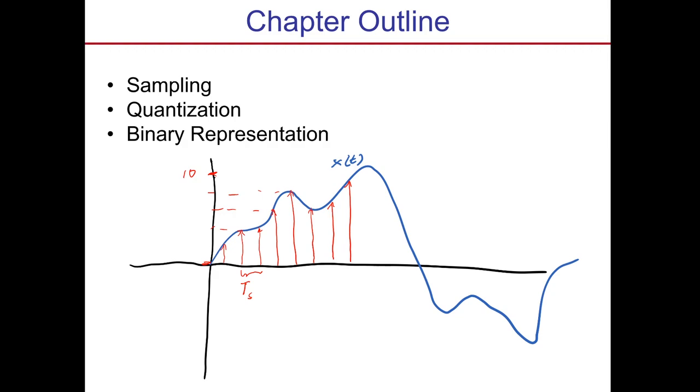The solution is quantization. That means I will just set specific values here. Maybe 1 volt, 2 volt, and so forth, 3, 4, up to 10. Any sample between these two levels will be quantized to a specific value. So it will be rounded up or rounded down. And that's what we mean by quantization. After you do the quantization, now every amplitude of a sample will be represented by binary 0, 1, 1, 1, 0, 1. So this is today's lecture. We're going to go through these three concepts.